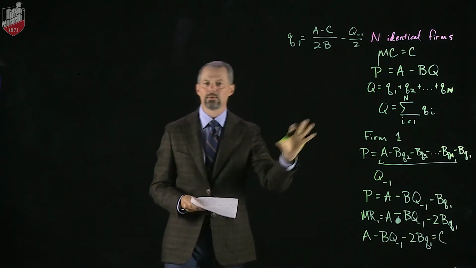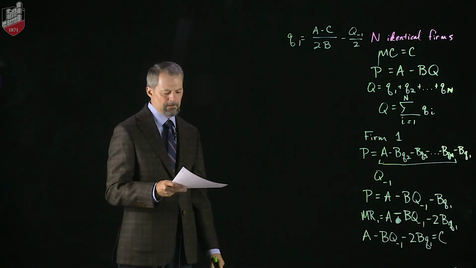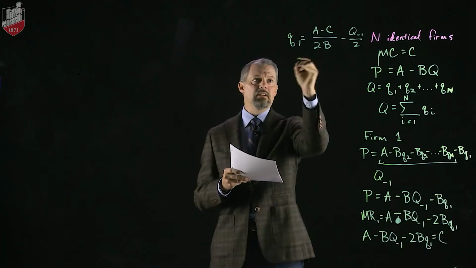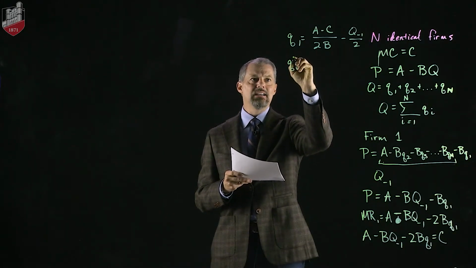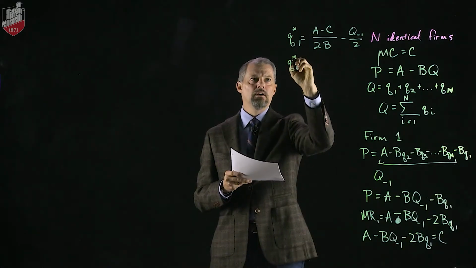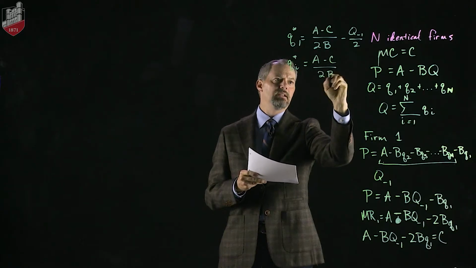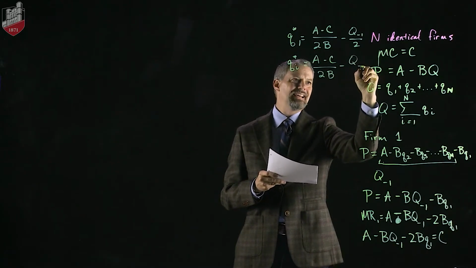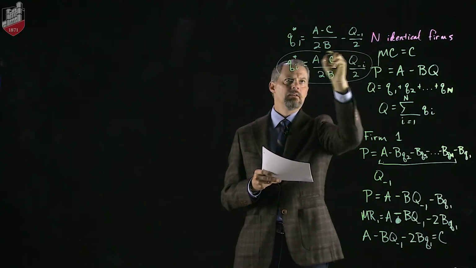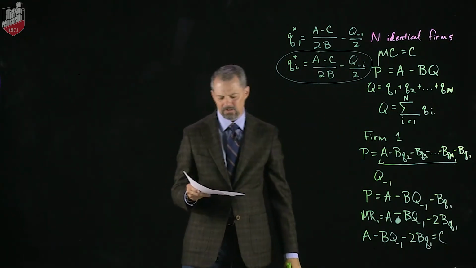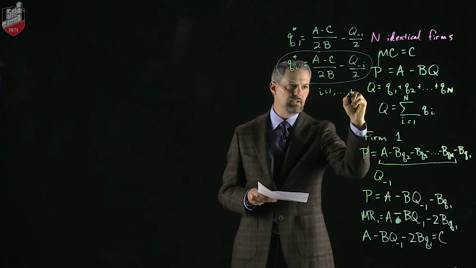Something that looks very similar to what we just saw when we had only two firms. In fact, the best response function for firm I, call that Q star, would be equal to (A minus C) over 2B minus Q negative I over 2. So that's what the best response function is going to look like, for I equals 1 out to N.